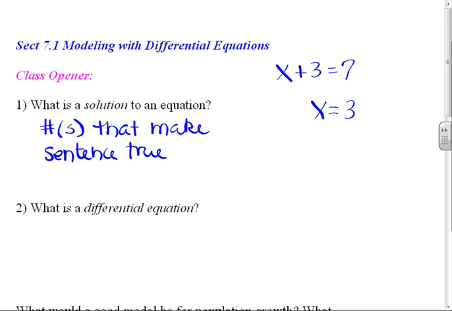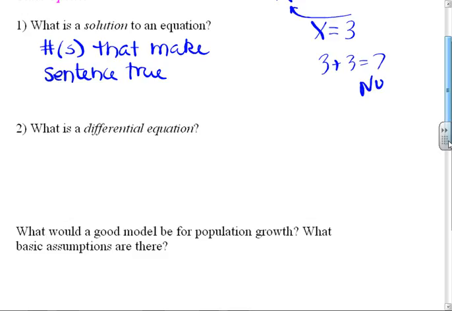How would you know if I solved it correctly? Substitute it back in here and see if it makes a true sentence. Yeah, is 3 plus 3 equal to 7? No, so I solved it incorrectly. And that's what we're going to do with differential equations. We're not solving them. We're going to give you solutions to the differential equations, and you are going to see if they make a true sentence.